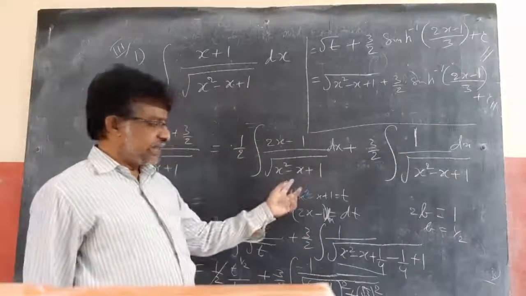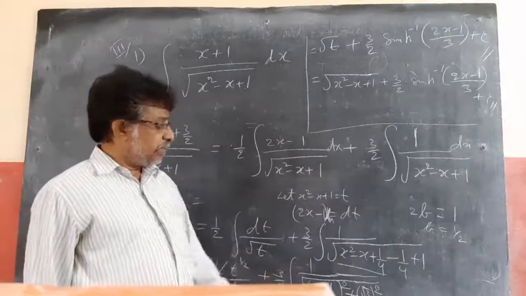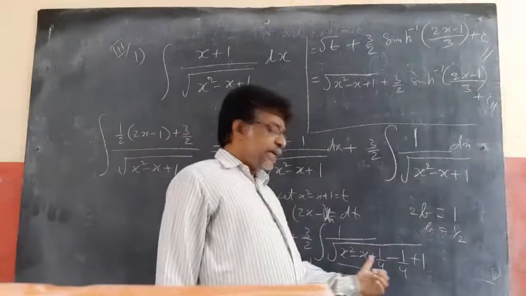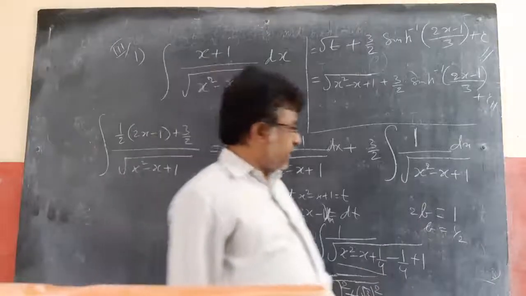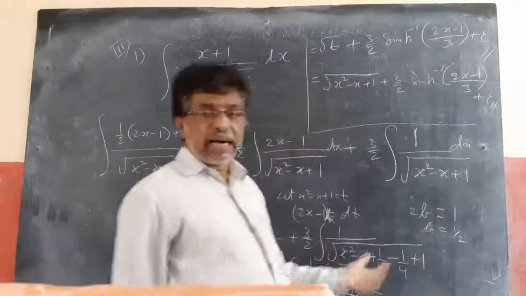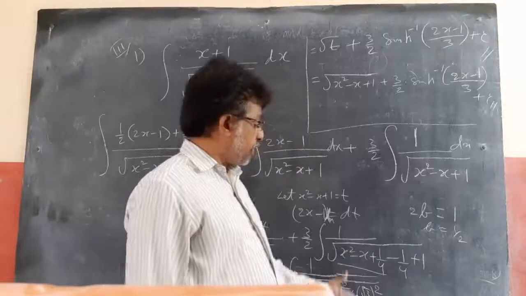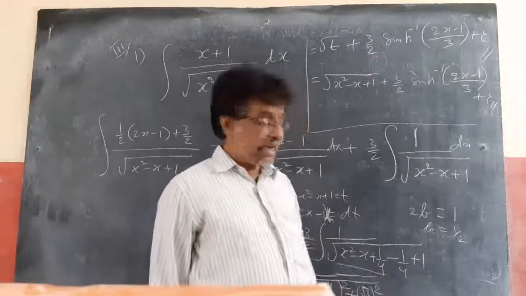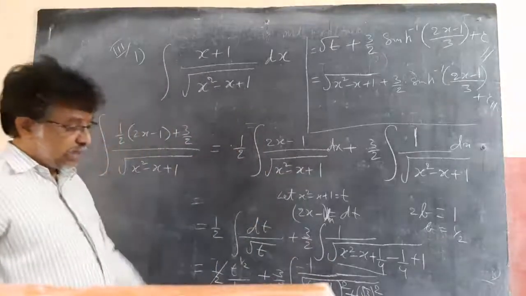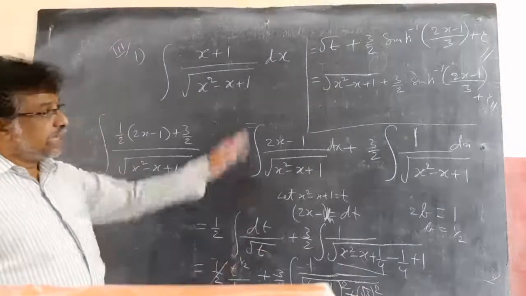By taking this as t, I will get dt by root t, and this other part is 1 by root of whatever may be given. Now I do this by the completing square method. For completing the square, I take the x coefficient as 2b, find b and square it, so b square is added and b square is subtracted. 1 by 4 is to be added and 1 by 4 is to be subtracted. I got 1 by root of x minus 1 by 2 whole square plus root 3 by 2 whole square, which gives sin h inverse.